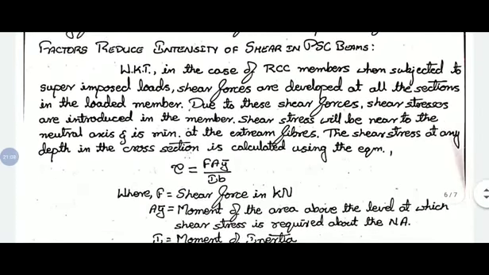So next, factors that reduce the intensity of shear in PSC beams. What are the factors we need to consider to reduce the shear in PSC beams? We know that in RCC members, when subjected to superimposed loads or live loads, shear forces are developed at all the sections in the loaded member, from one support to the other support. Wherever you take the sections, there will be shear stresses developing.